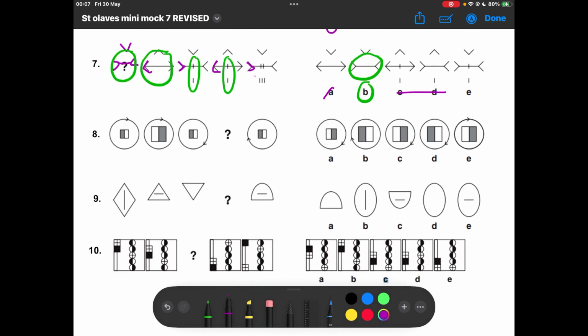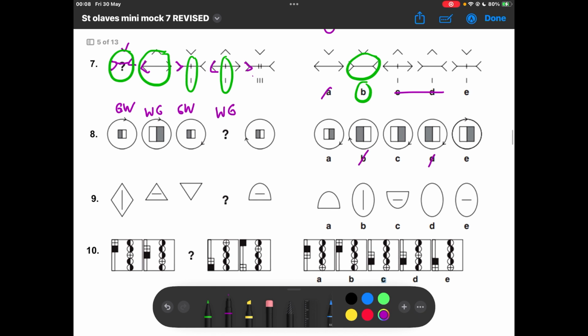Next question, the grey and white alternate each time. White, grey, grey, white. So it's going to be white, grey here. Rule out the ones that are wrong. Next thing, small, big, small. So it's going to be big here. So we can rule out A, leaving us with C and E.